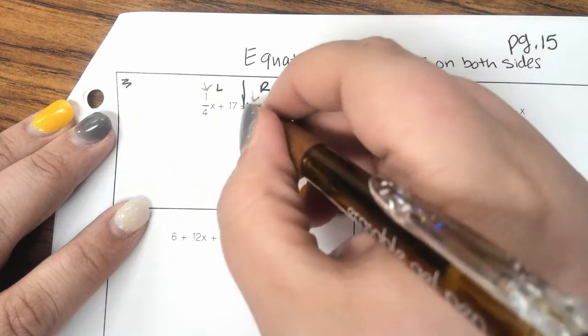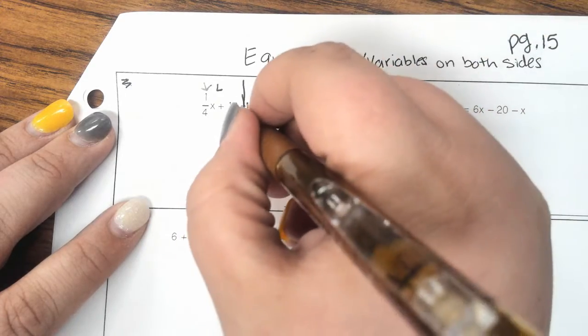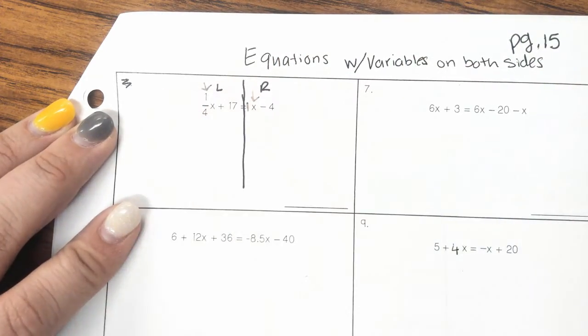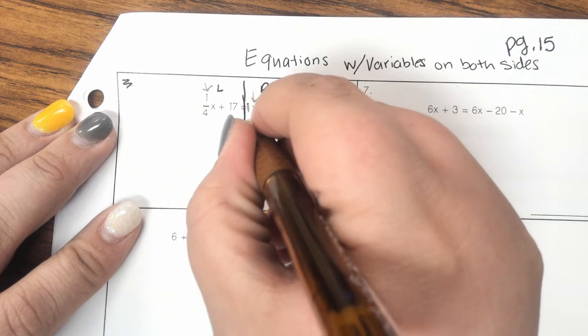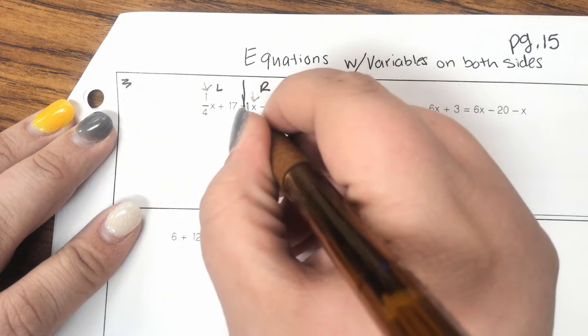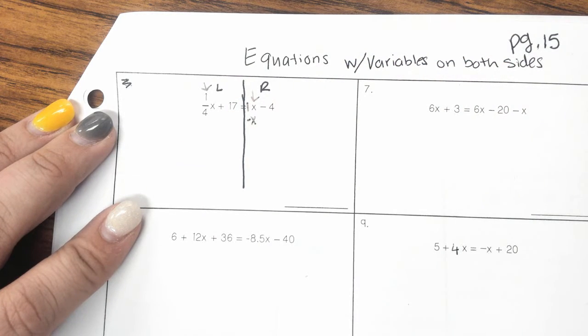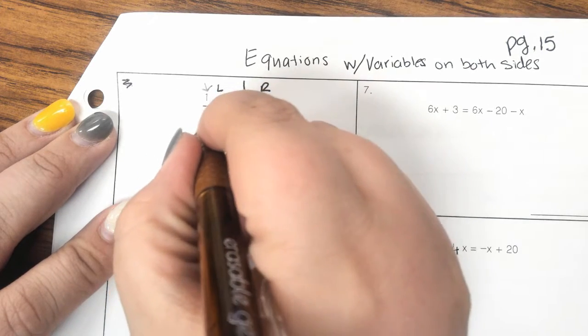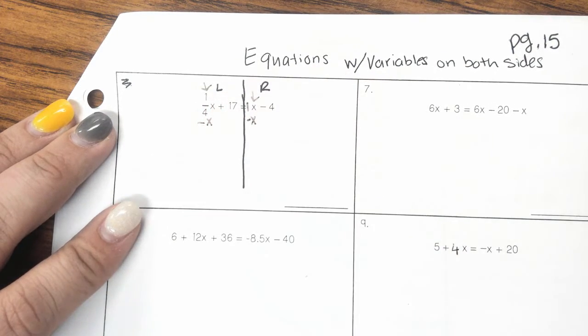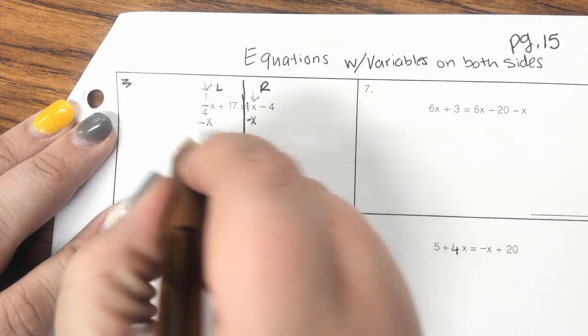To move a positive 1 or a plus 1x, since we're moving it to the other side instead of combining it, we need to do the opposite sign. So the opposite of a plus 1x is a minus 1x. On the other side, I write minus 1x underneath the term that also has x's. That'll help me know what to combine later.